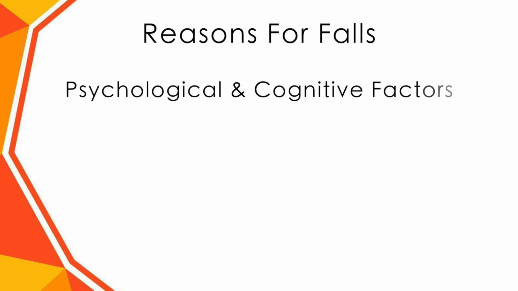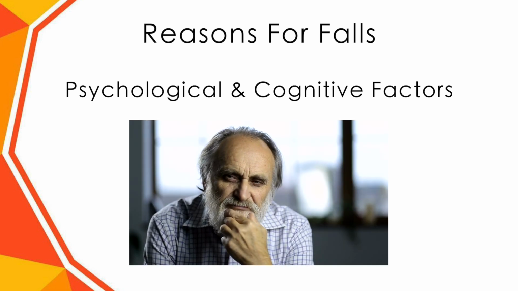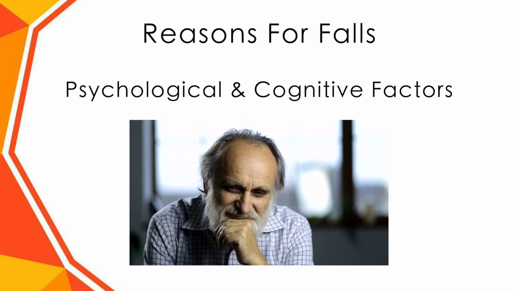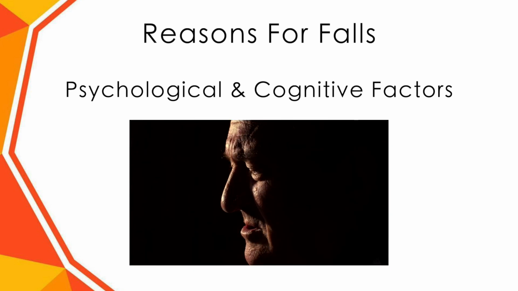We've then got the psychological and cognitive factors. So again, that can be acutely. So if someone is confused or delirious, then they can be at an increased chance of falling. But it can be chronic conditions. So if you've got a cognitive impairment, then that also increases the likelihood.